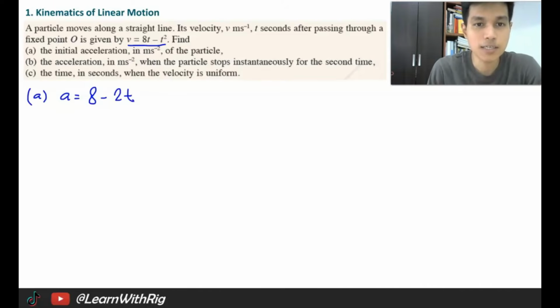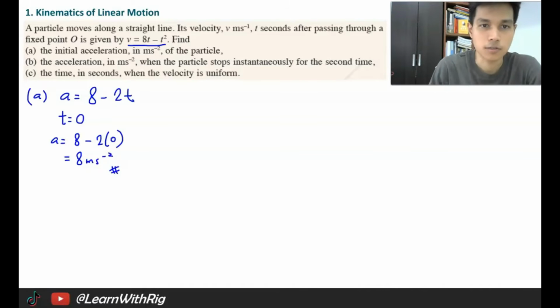Now they said initial acceleration, so that means they are saying that when t is equals to 0, what is your answer for A? So when t equals 0, substitute into your acceleration formula. 8 minus 2 times 0, answer is 8 meter per second square. Okay, so this is your answer. Question B.